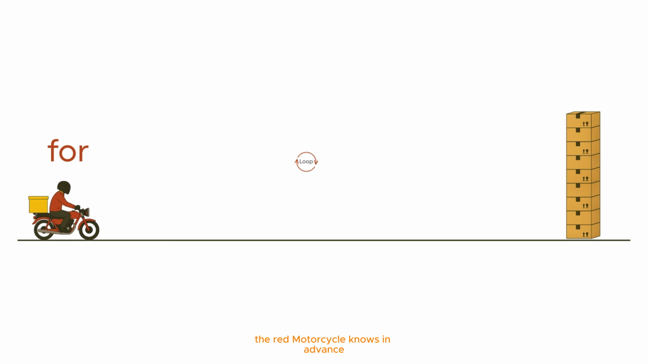The red motor skill knows in advance that its job will be finished in exactly 10 steps. After moving the 10th box, its task is complete. The number of repetitions is known. In summary, a for loop is like the red motor skill. We use it when we have a defined collection, like a list with 10 boxes, and we want to do something for each box in that collection.